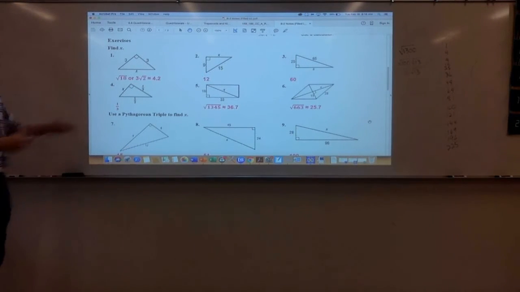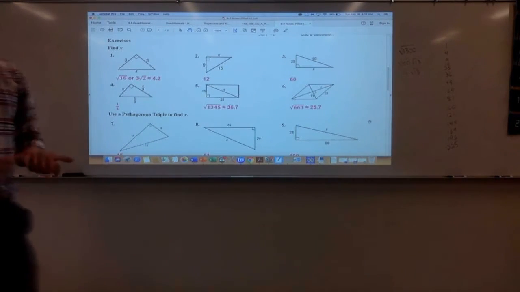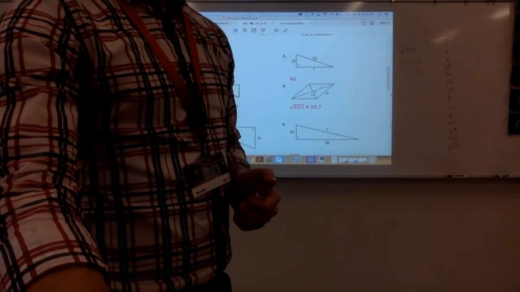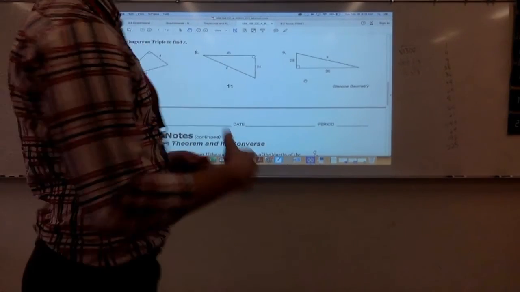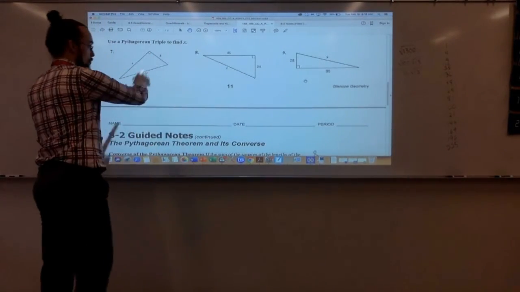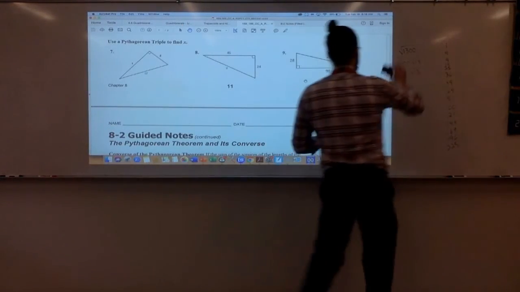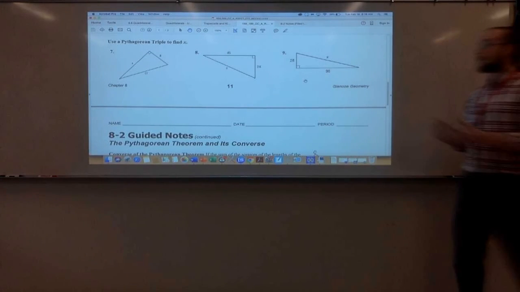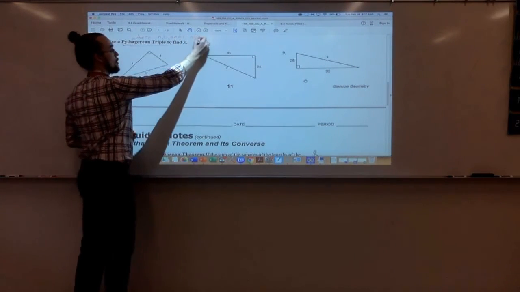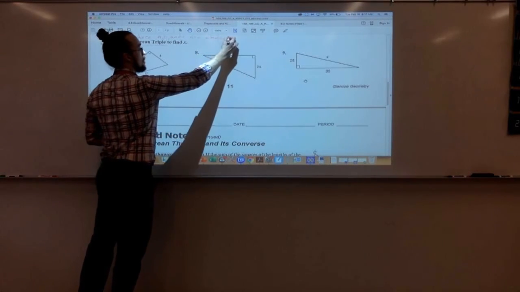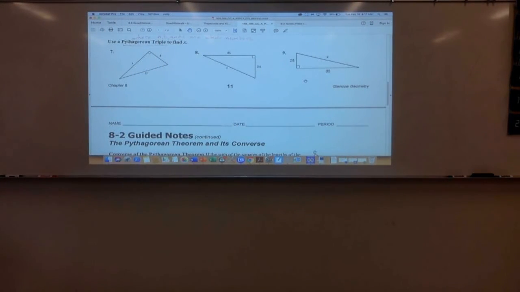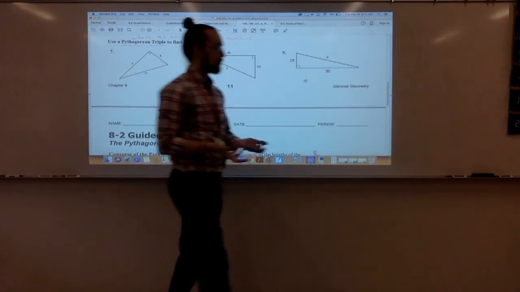Okay, the 3 problems at the bottom say use a Pythagorean triple to solve for x. Now, you can always just use the Pythagorean theorem. If you don't remember your Pythagorean triples, you can solve each of these using the Pythagorean theorem. However, if you remember these Pythagorean triples, you can see they are whole numbers. So there are actually an infinite number of Pythagorean triples. We're just going to focus on the first few of them.